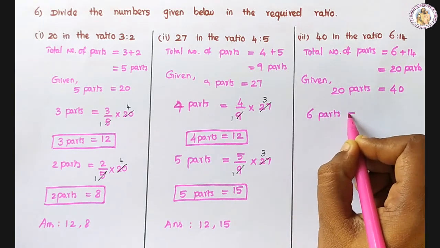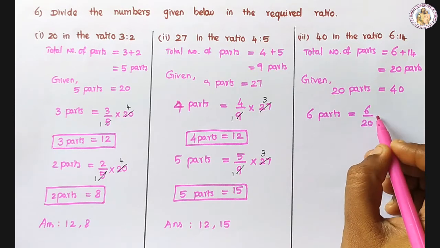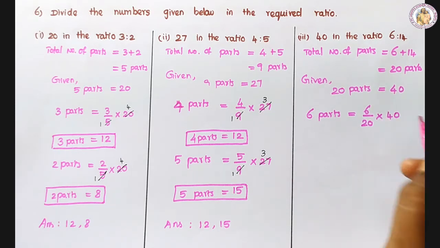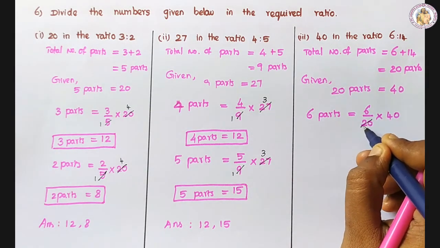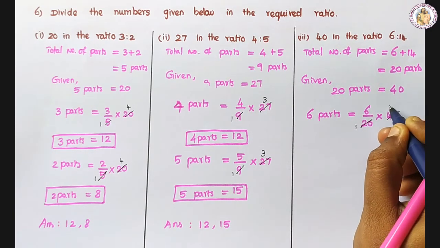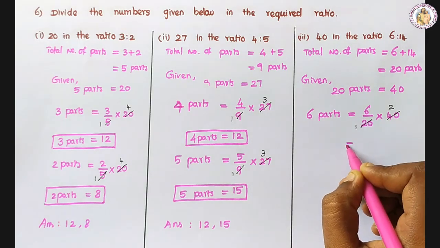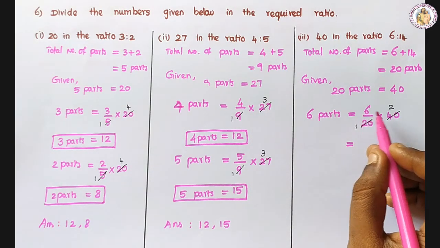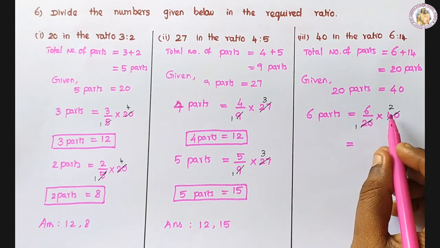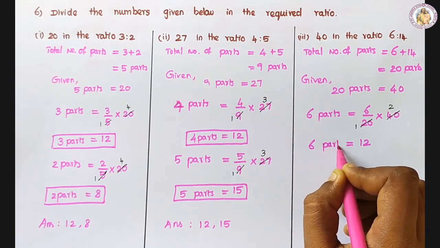Now we want to find out 6 parts and 14 parts. Therefore 6 parts equal to 6 by total number of parts is 20 into 40. 2 1 is 20, 2 times is 40. 2 20s are 40. Multiply the remaining numbers. 6 2s are 12. That is 6 parts.